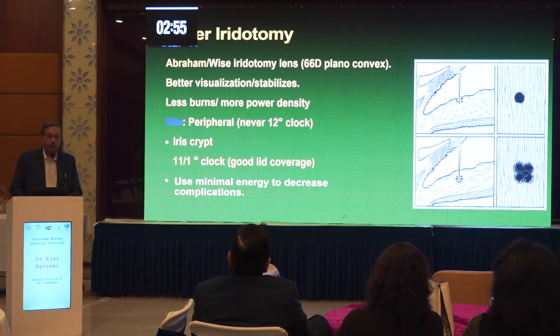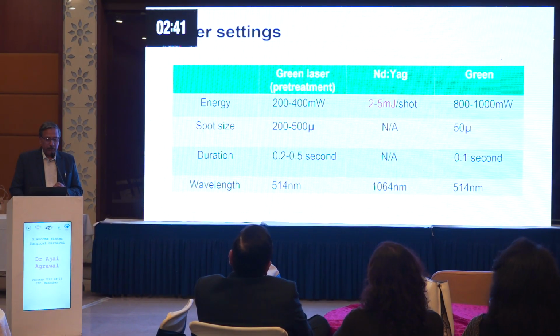Sometimes you might need to do multiple iridotomies. So don't worry if one iridotomy is not working. It might be a good idea to do another, depending on the patient, of course. And of course, use minimal energy. There are 2 ways of doing it. For thicker iris, you can make a bed, and subsequently you can do the Nd:YAG laser.